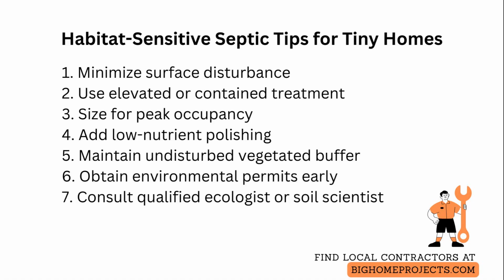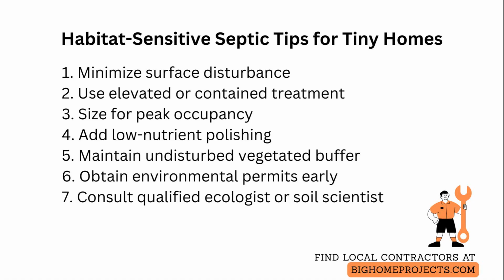Size the system based on peak occupancy and soil limitations, not just minimal code tables, and include a low nutrient polishing step, like a constructed wetland or reactive media filter filled with carbon-rich material to reduce nitrogen and phosphorus before discharge. Locate the system outside of mapped wetlands and maintain an undisturbed vegetated buffer equal to or greater than the local regulatory setback, and if setbacks are unclear, use a minimum buffer of 100 feet as a conservative measure.